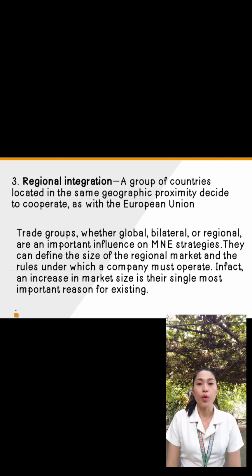Trade groups, whether global, bilateral, or regional, are an important influence on multinational enterprise strategies because they can define the size of the regional market and the rules under which a company must operate. In fact, an increase in market size is their single most important reason for existing.